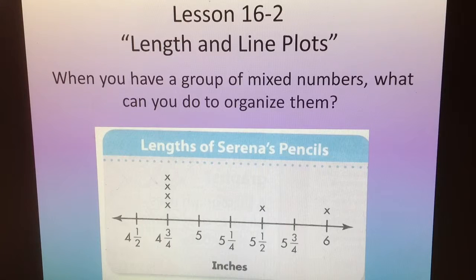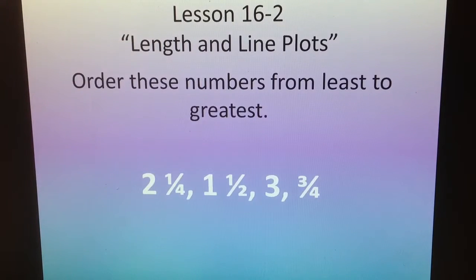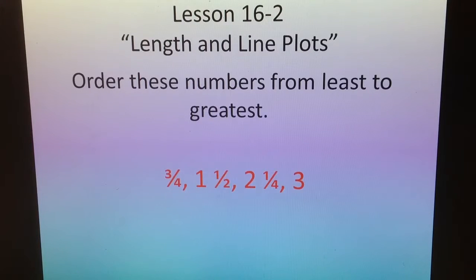On this number line, the very smallest mixed number that's shown is 4 1/2, and the very biggest number I see is 6. We practice by putting these numbers in order from least to greatest, so pause the video to do that yourself. There they are, least to greatest.